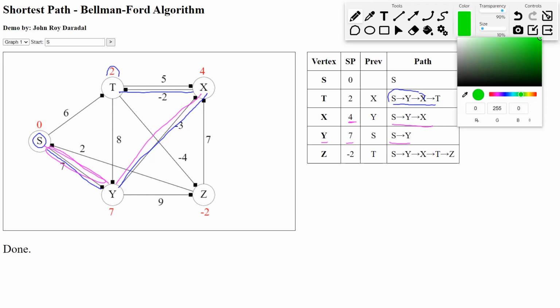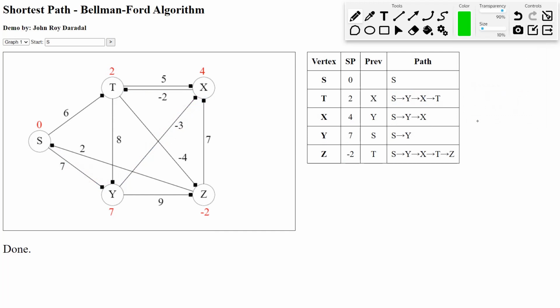For Z, we have negative 2. How did we get negative 2? Okay, let me clear out the others. So we go from S to Y, so that's 7. Then Y to X, so 7 minus 3, that's 4.